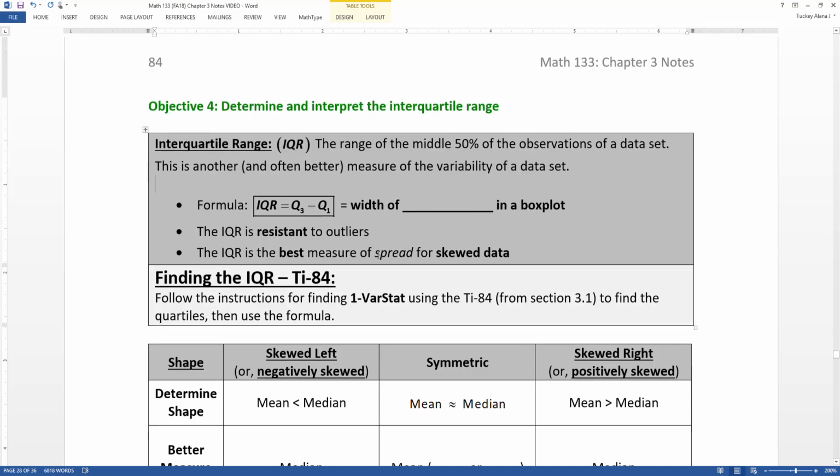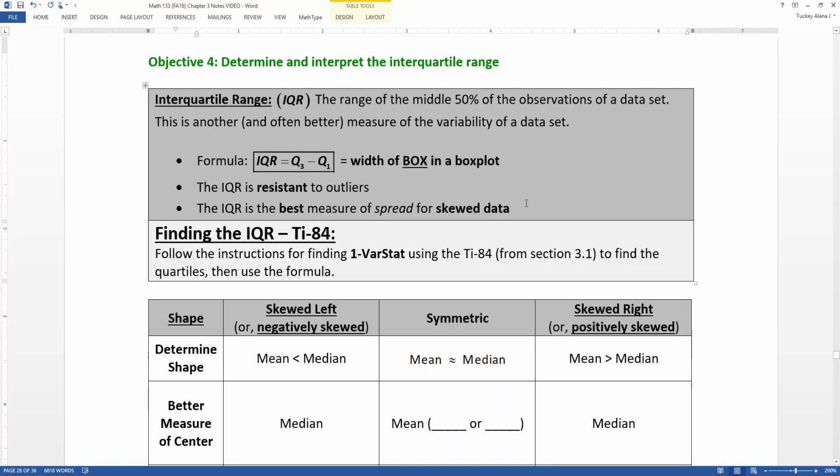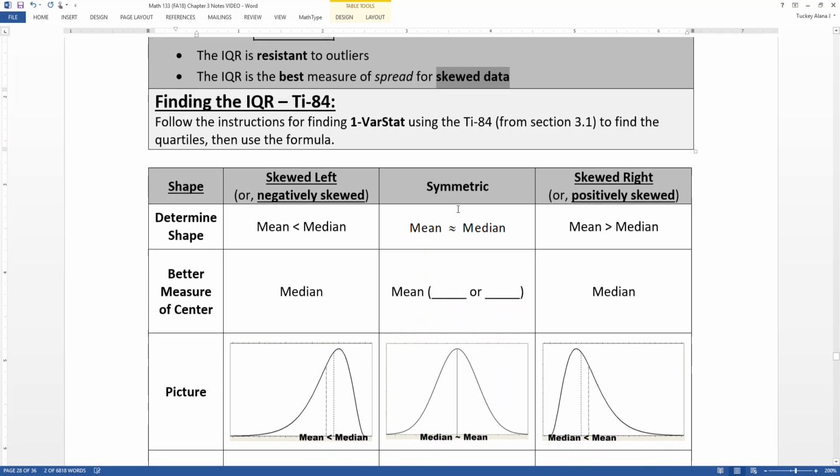Now, this is another and often better measure of variability of a data set than standard deviation. And that's because standard deviation is not resistant to outliers. Standard deviation gets yanked around because standard deviation was the deviation from the mean, and the mean was not resistant. Thinking back to our tarantula example way back in section 3.1. The IQR, on the other hand, is resistant. It resists outliers. So the width of the box in a box plot is the IQR. Right? It's Q3 take away Q1. It's resistant to outliers, which makes it very nice for skewed data, which is exactly where we're going with this.